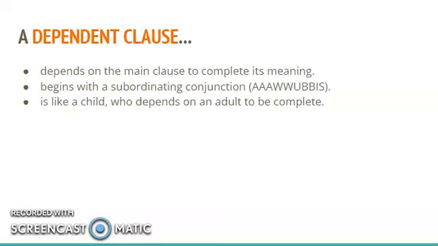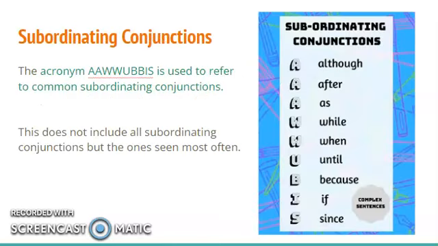A dependent clause is like a child who depends on an adult to be complete. It depends on the main clause, or the independent clause, to complete its meaning. It begins with a subordinating conjunction, and the acronym is not as good as FANBOYS, but we call those an AWUBIS. And we'll talk about the different AWUBIS words, which are called subordinating conjunctions.